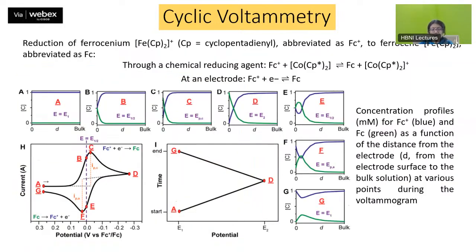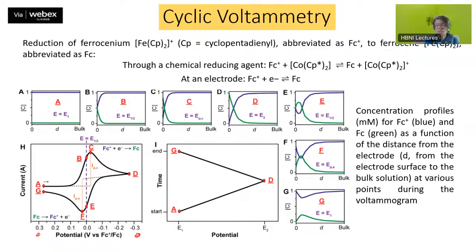Let's take a very simple example and find out how the CV is going to look. Suppose you are doing a reduction of ferrocenium, reducing it to form ferrocene. So Fc+ plus an electron gives you Fc. Here in this case, as you can see, we are going from a high potential here to a low potential there. So this particular example is in the US convention.